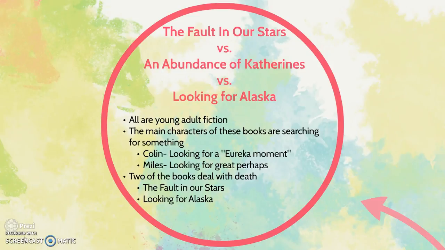This is just a slide about comparisons of the 3 books that I did read. All of the books are young adult fiction. In An Abundance of Catherines and Looking for Alaska, both of the main characters are searching for something in their life. Colin, the main character of An Abundance of Catherines, is looking for a eureka moment, and Miles, the main character of Looking for Alaska, is looking for a great perhaps. And then another common thing is that 2 of the books deal with death. The Fault in Our Stars and Looking for Alaska both deal with death at some point in the book.